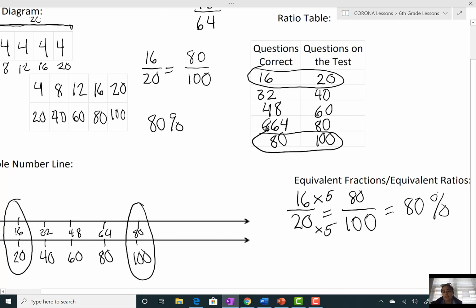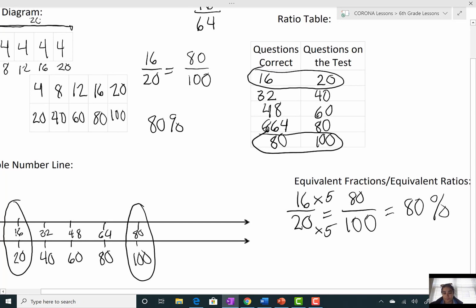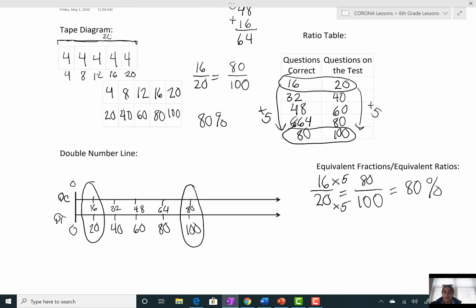Now, let's look at this one more time. This is what I could have done here in my ratio table if I didn't want to skip counting. 20 times 5 gives me 100. 16 times 5 gives me 80. So 80% is a B. She did not get an A on this test.